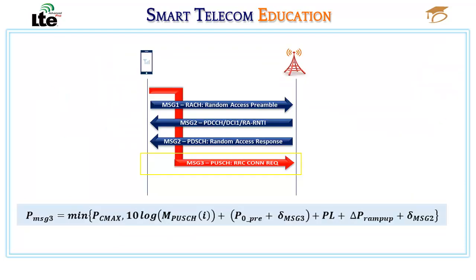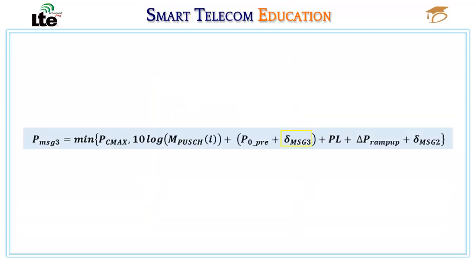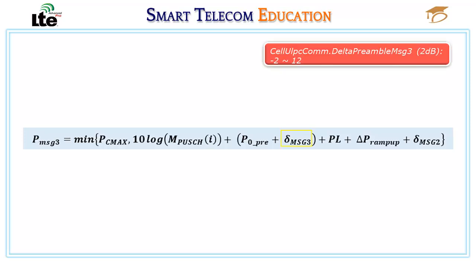The power of message 3 is based on the power of the last transmitted random access preamble, the one which the UE received the random access response for, plus 2 adjustable settings that can be used for offsetting the power. The PUSCH carrying message 3 uses open loop power control. Delta message 3 is the fixed power offset of message 3 relative to message 1. This offset is specified by delta preamble message 3 under the cell uplink power control common parameter.